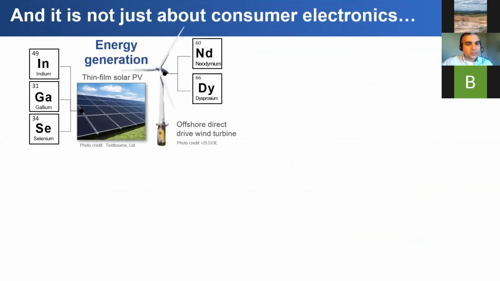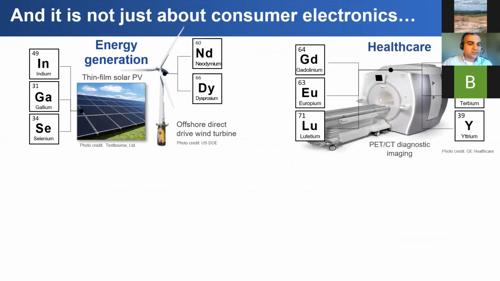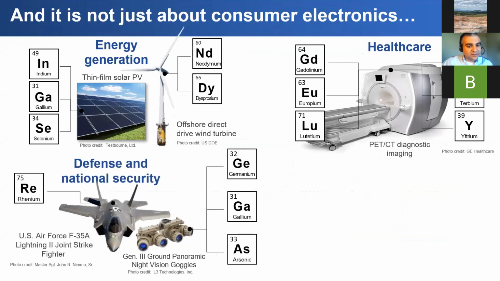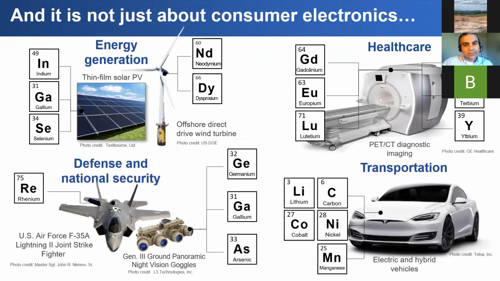And it's, of course, not just about consumer electronics, whether it's renewable energy technologies such as thin film solar photovoltaics, offshore wind turbines, in healthcare, of course, that's a big topic these days, in defense and national security. And one of the biggest transitions that we're going through right now is the electrification of the transportation fleet. So these are just a few examples. They're by no means exhaustive, but it just shows the breadth of use of these often minor mineral commodities in technology that we require in everyday life.